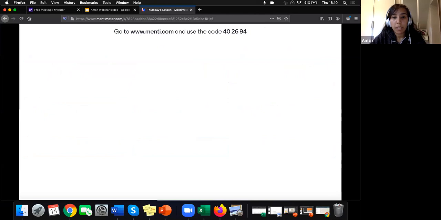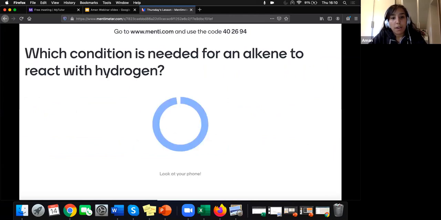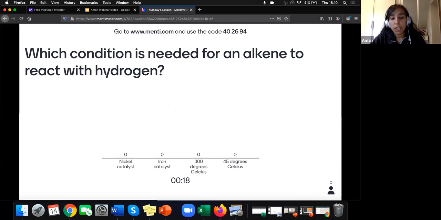Okay, so the next question should be coming up now. The question is, which condition is needed for an alkene to react with hydrogen? There are actually two conditions needed, but only one of them on the screen is correct. The two conditions are a catalyst and a certain temperature. On the screen, one of those is correct.